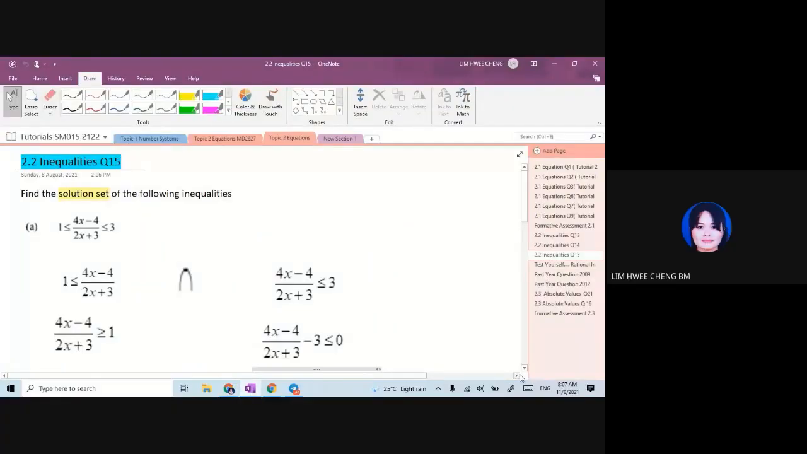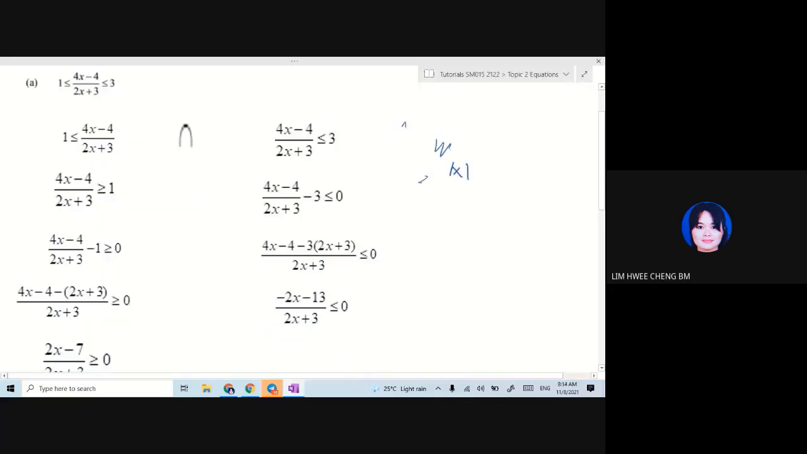We proceed with tutorial 2.2 question 15. In this question, the case of absolute value less than A is equivalent to negative A less than the expression less than A. For these cases, we are going to solve by using the AND finally. So if we have the cases in between.